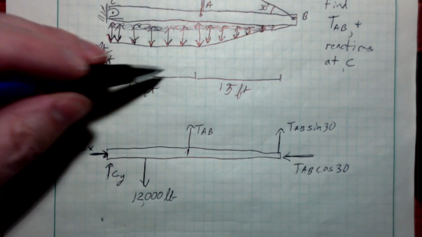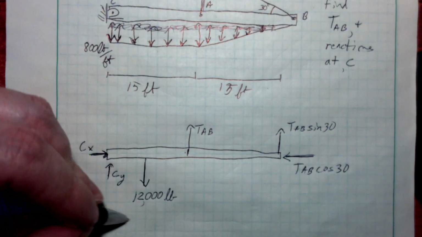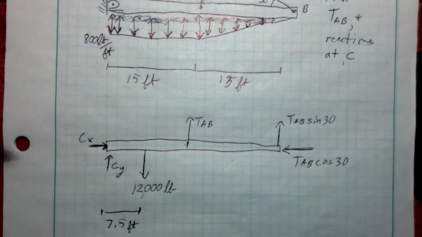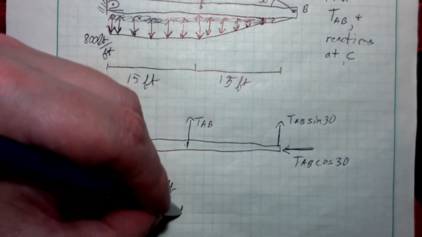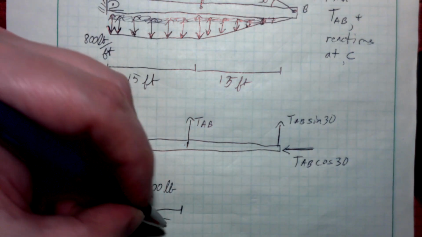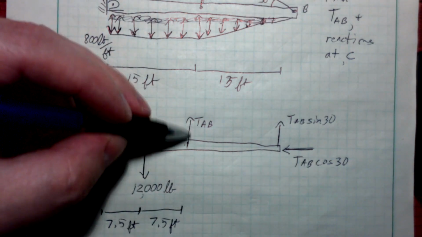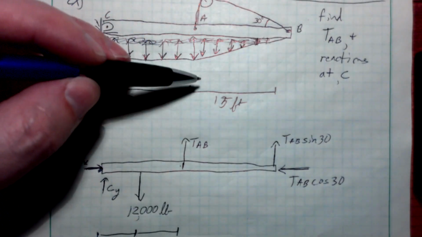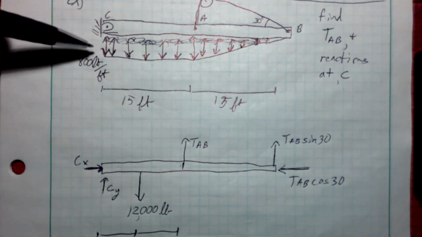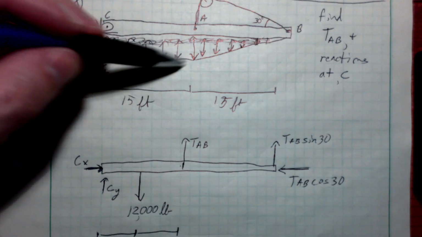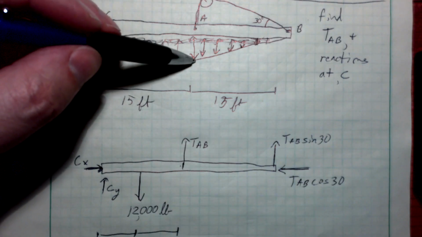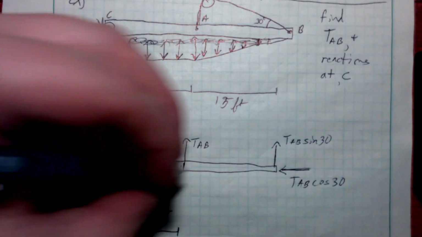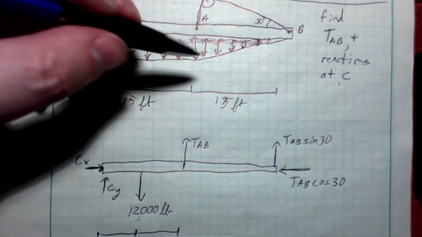He is halfway along this 15 foot, so I'm going to put him halfway along that 15 foot. That is 7.5 feet there. And then it's another 7.5 feet to where that point A is. And now I've got this triangular load here. So it's going to be half of this, because again, it's 800 all the way across. Half of the 800 times 15. So it'd be half of this 12,000 pounds. So it's going to be 6,000 pounds.